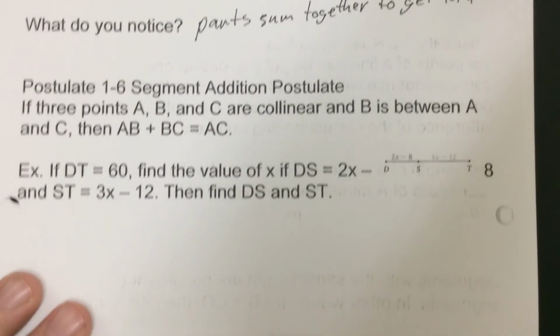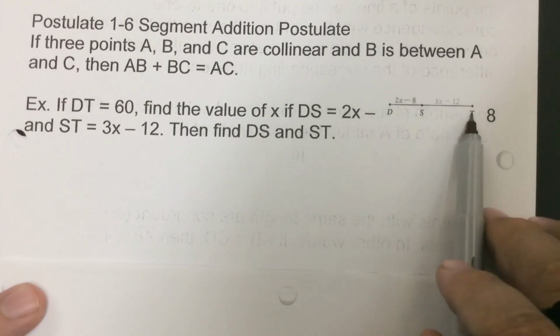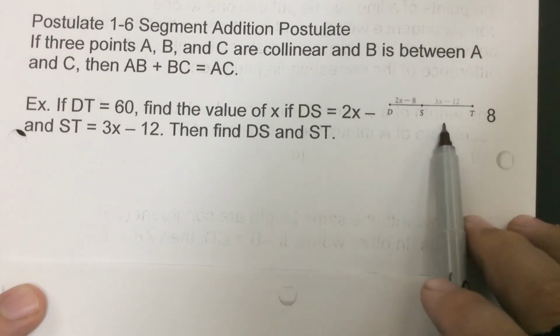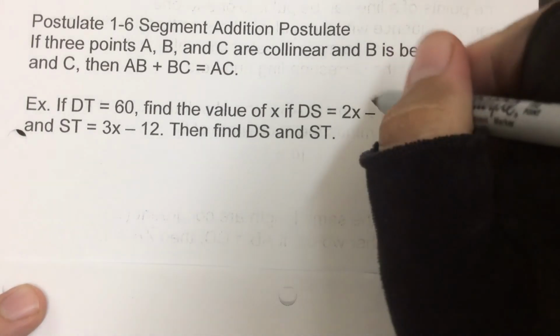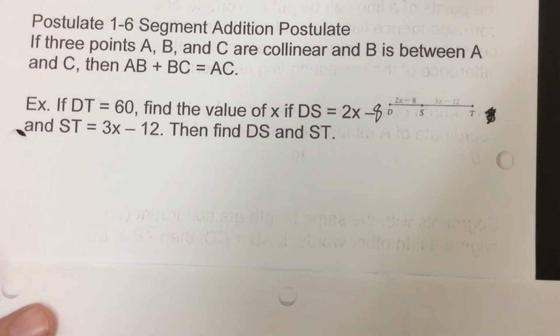So we're going to run into problems like this. DT is 60. So if we look at our diagram here, DT is the full length, so we know the full length is 60. We also know that DS is going to be 2x minus 8, and then ST is going to be 3x minus 12. We need to find what x is, and then we're going to find DS and ST.